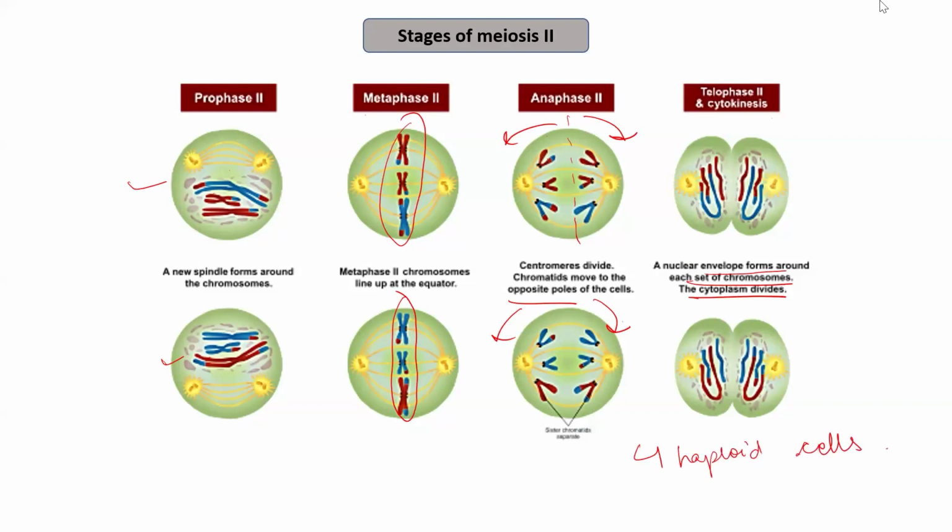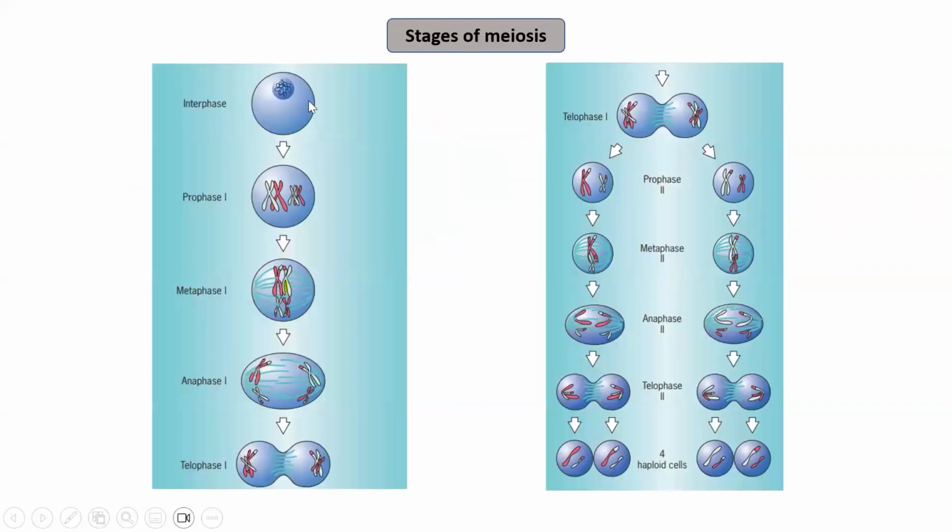Right? So this is happening in meiosis 2. If we observe the complete stages of meiosis, it starts with the interphase, where the cell prepares itself for meiosis. Then in prophase 1, there is a formation of chiasmata, and genetic recombination happens. In metaphase 1, there is an alignment of homologous chromosomes.